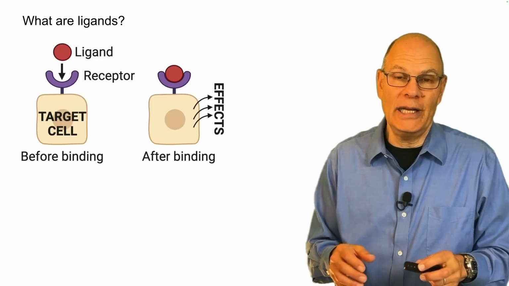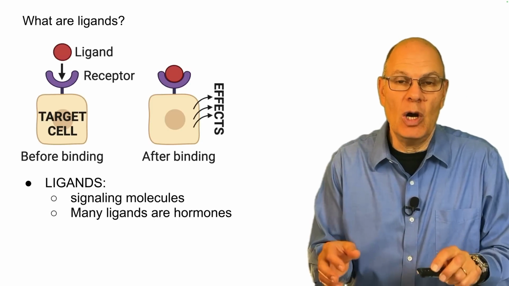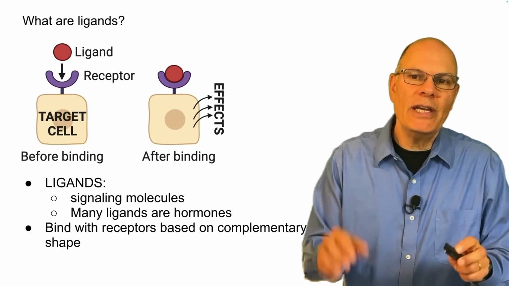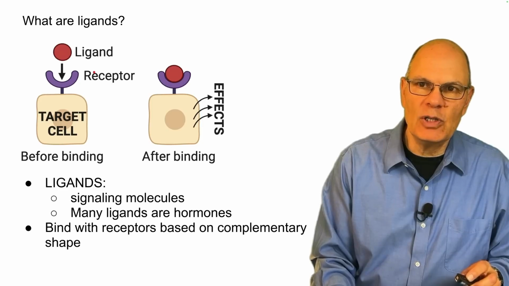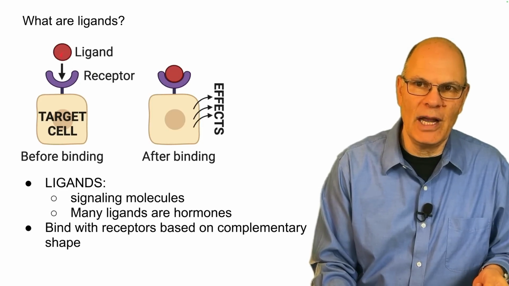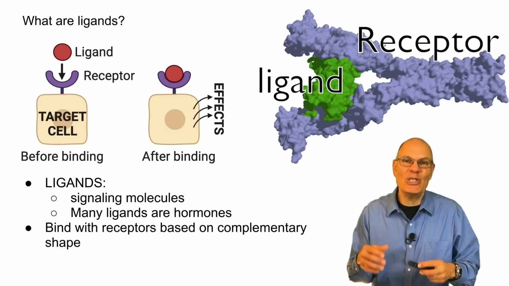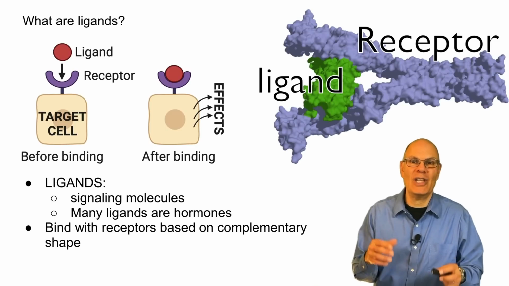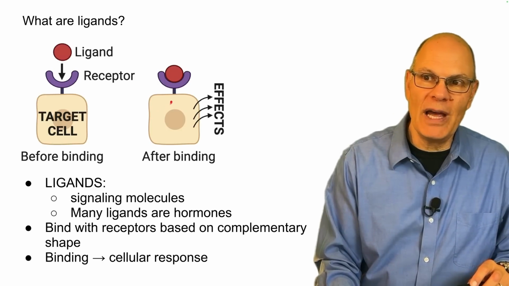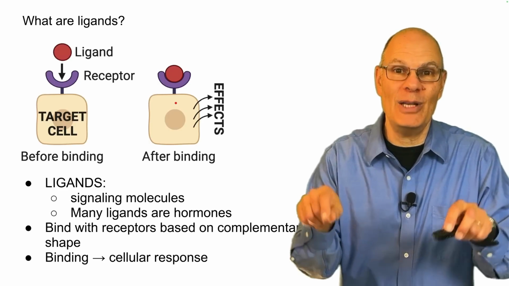What are ligands? Ligands are signaling molecules. Many ligands are hormones, and we'll discuss some in depth in this review. What they do is they bind with receptors based on complementary shape. And here I've represented that very simply with a kind of circle and an arc. But because this is biology, you know that the shapes will be extraordinarily complex, like enzymes and substrates. Binding leads to a cellular response, and the mechanism by which that happens is going to be most of what we're going to talk about in this video.